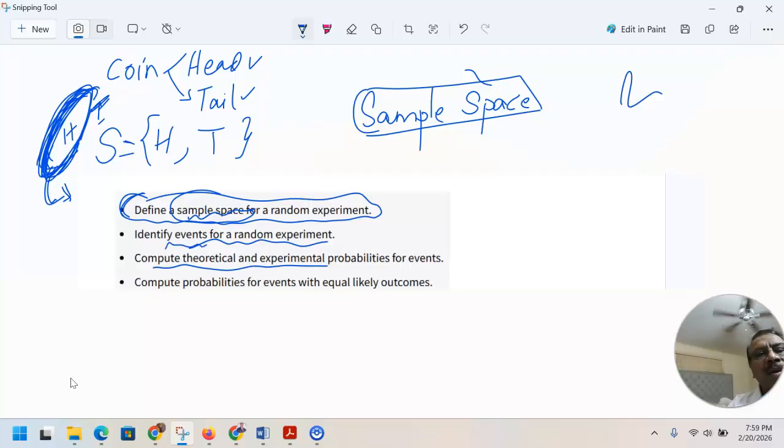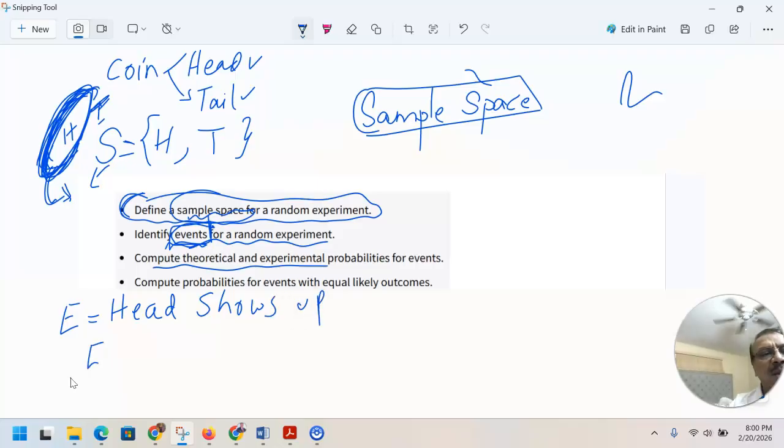Now, what is the meaning of event? Suppose this is the sample space, and I call an event E. Let's call the event "head shows up." This means the event is a subset of the sample space. What does subset mean? Anything from this sample space. Even though you have a head and a tail, the event here is head shows up.